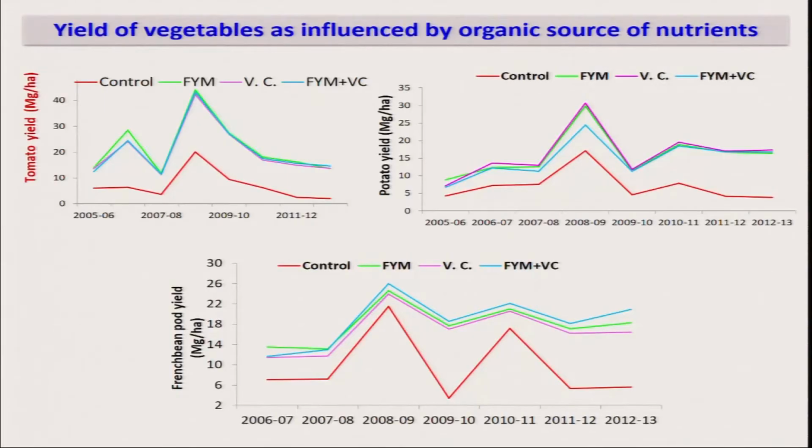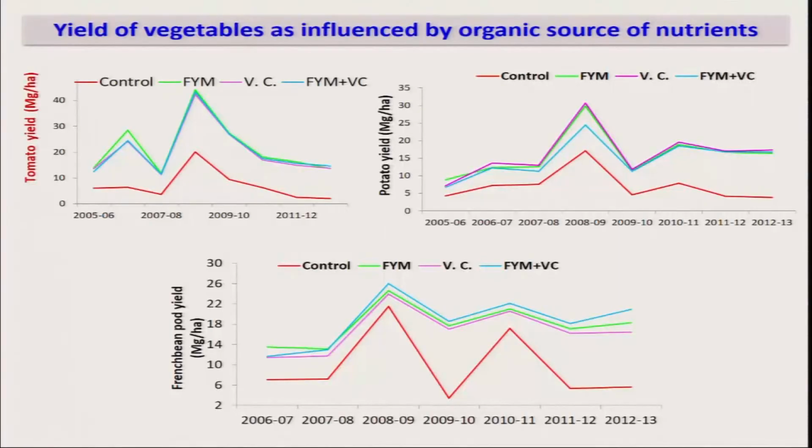Similarly, we have done some experiments over the years to learn about the different types of organic manure for growing horticultural crops. Suppose we are growing vegetables. What are the different sources of organic manure? It may be FYM, it may be vermicompost. Otherwise, we can apply 75% of the nutrient through FYM and 25% through vermicompost. In most cases, the yield of the vegetable is higher with either FYM or VC. For potato, FYM and VC are at par, and in the case of French bean the highest is under FYM plus VC.